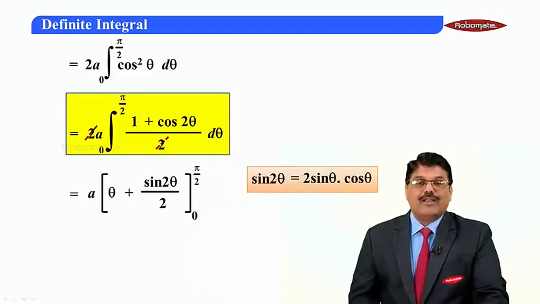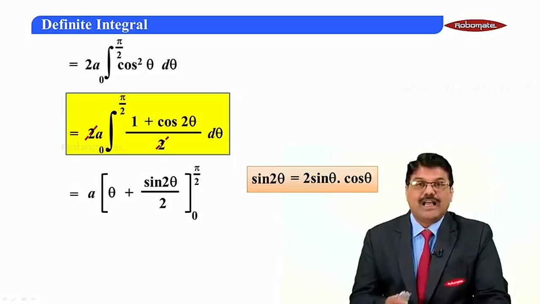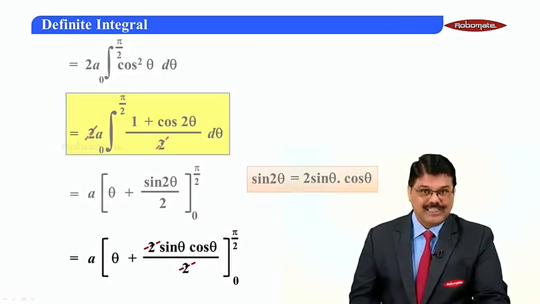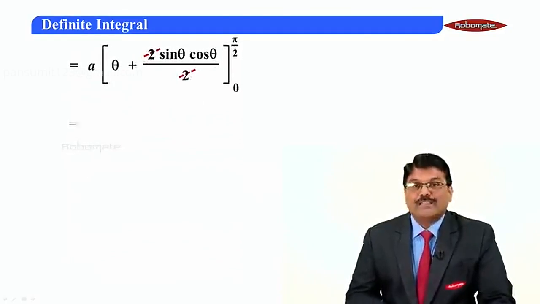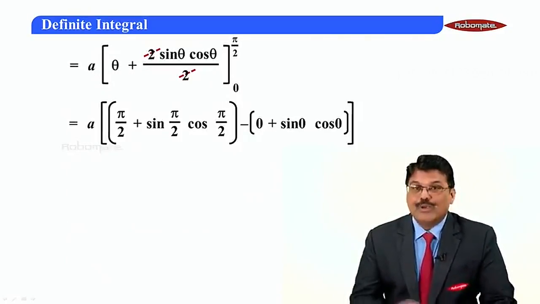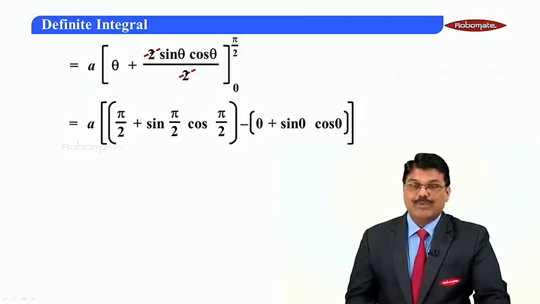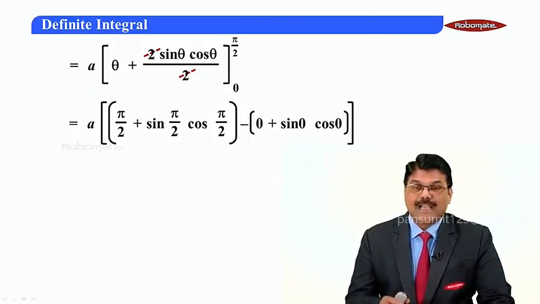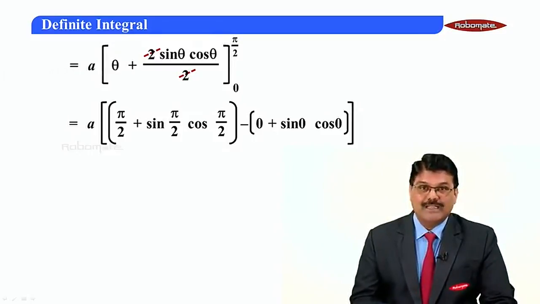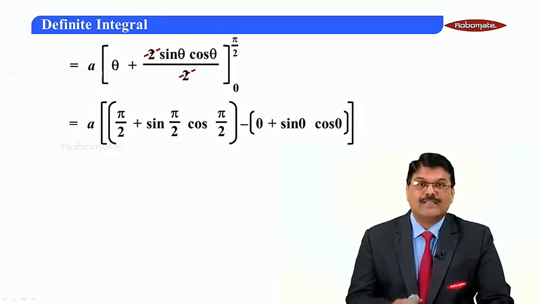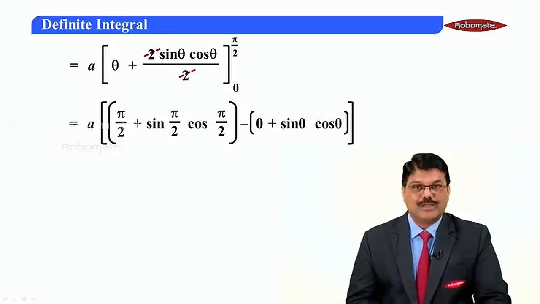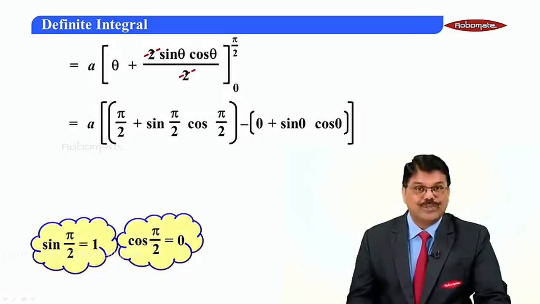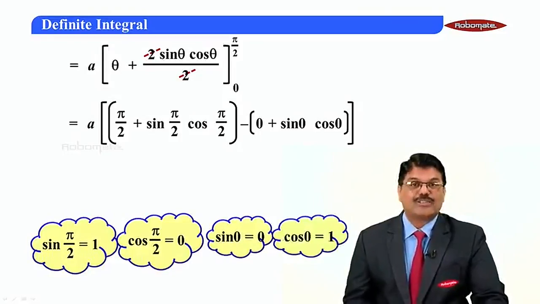Right? Now let us write it sin 2 theta as 2 sin theta cos theta, so that we can cancel this 2. Right? Now we can substitute the upper limit and lower limit. Look at that. If I substitute the upper limit pi by 2, the first in bracket will get pi by 2 plus sin pi by 2 into cos pi by 2 minus 0 plus sin 0 into cos 0. And we have the value of sin pi by 2, that is 1, cos pi by 2, 0, sin 0, 0, and cos 0, 1.